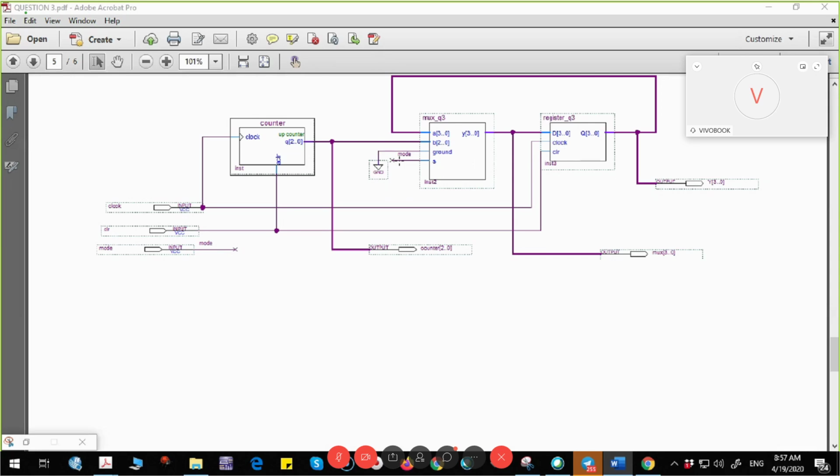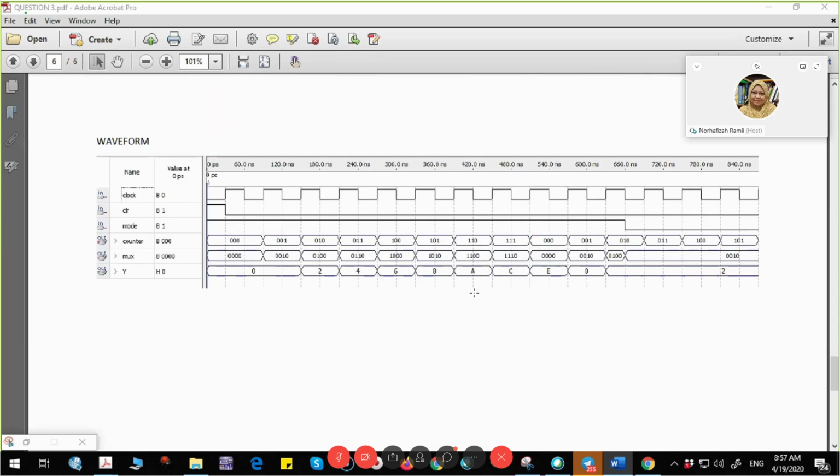Here the mode. Okay. So that means if the mode is 0, it will save the value, right? If it's 1, it takes from the counter, right? Yes. So that's why, because your mode is 0 here, your output remains 2.